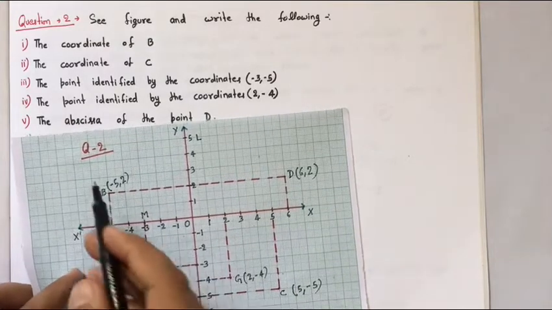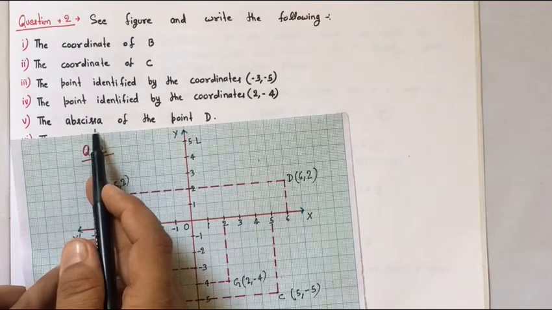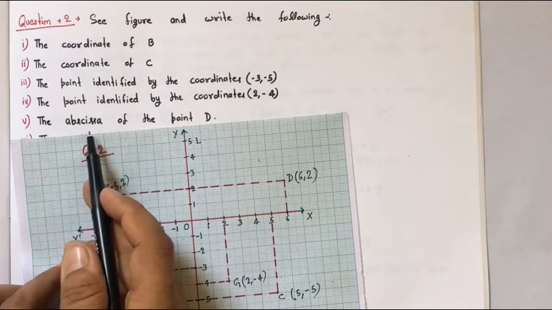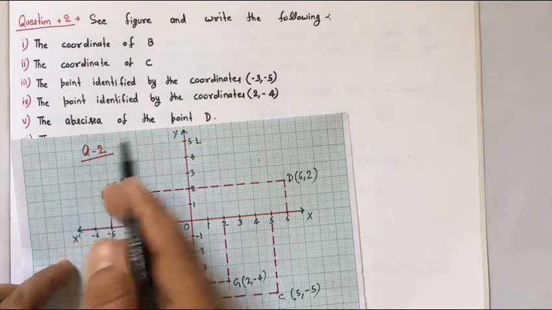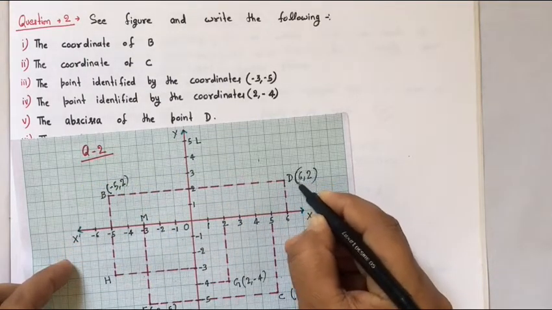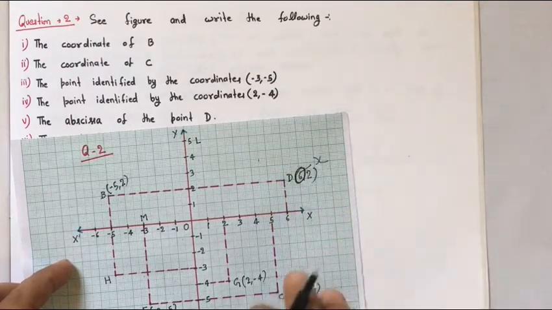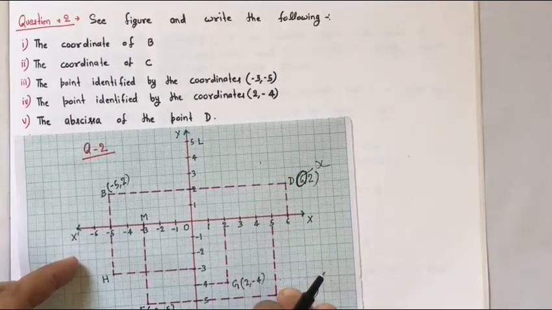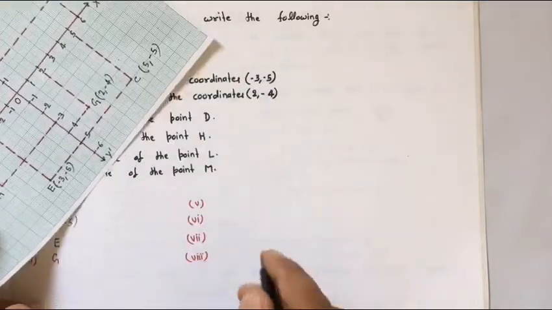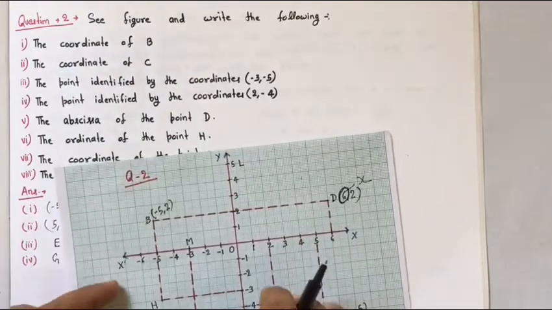But we are told only about the abscissa. Abscissa means the coordinate of the x axis. The point on the x axis is 6. This one is for x. Okay, 6. So the abscissa of the point D is 6. Write down the answer. 6 is the answer of the fifth part.